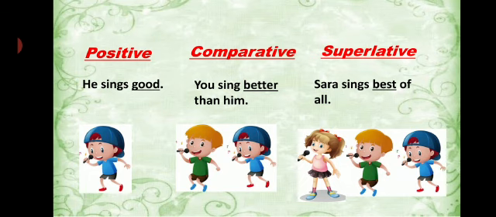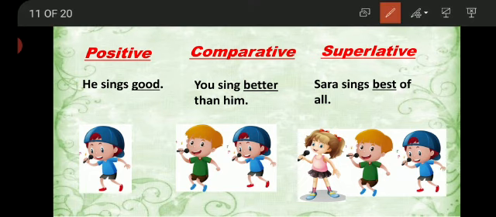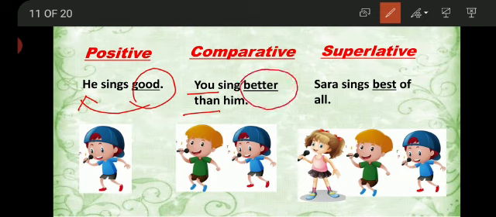Now the next one. He sings good. Now this is the positive one because here the good is only describing the action of one person. Now the next one, comparative degree. You sing better than him. Now here we are comparing the singing of two people. That's why we have used the comparative degree of the adverb.